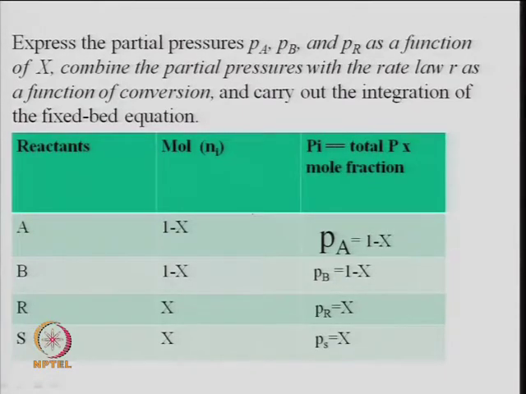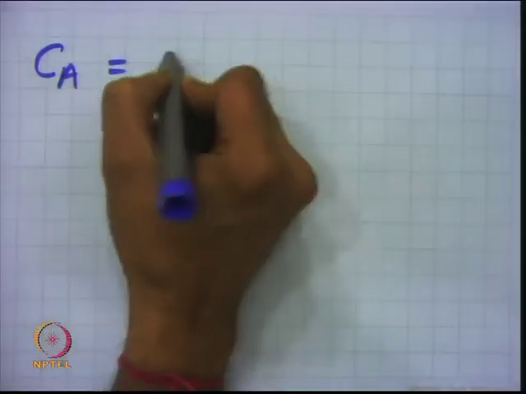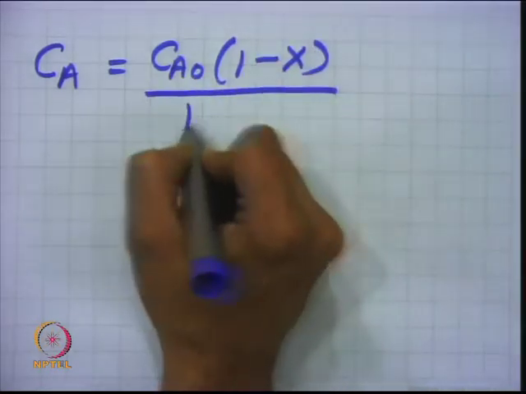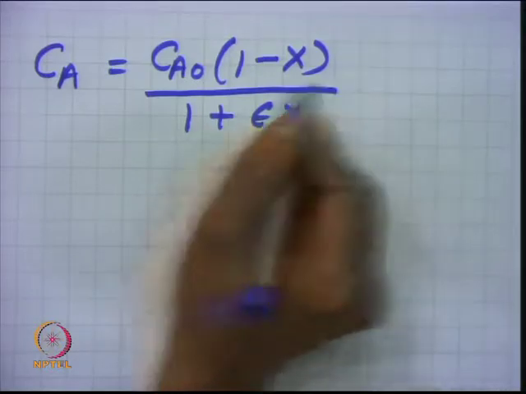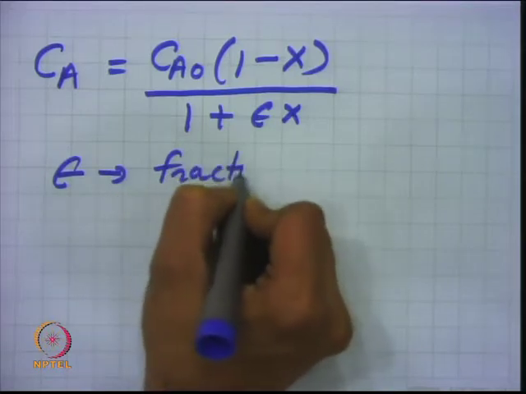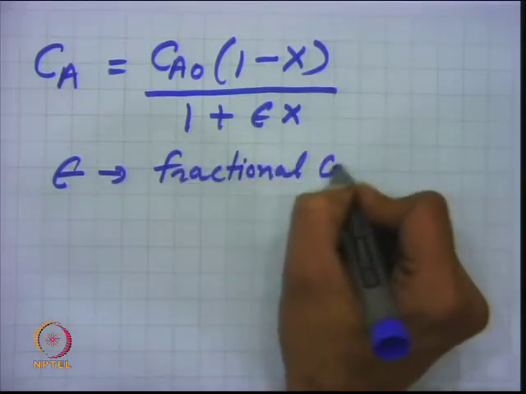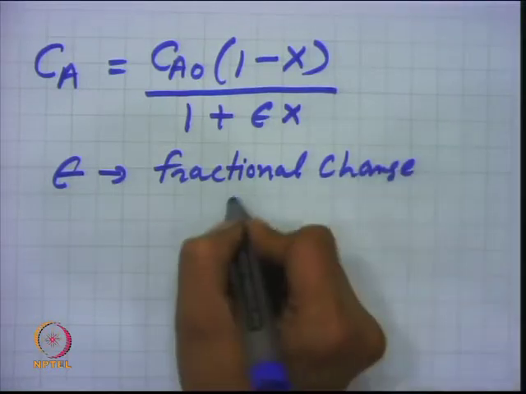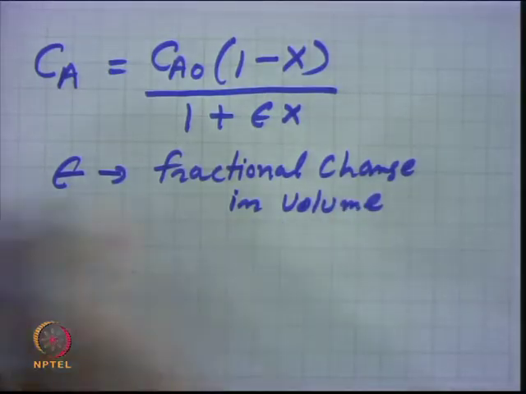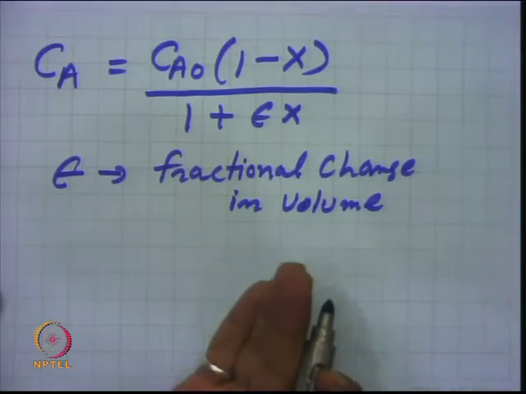We have seen that there is no fractional change in the volume. Otherwise, we need to write the expression for concentration as C A equal to C A naught times 1 minus X divided by 1 plus epsilon X, where epsilon is the fractional change in volume during a reaction. That is basically final volume minus initial volume divided by initial volume.